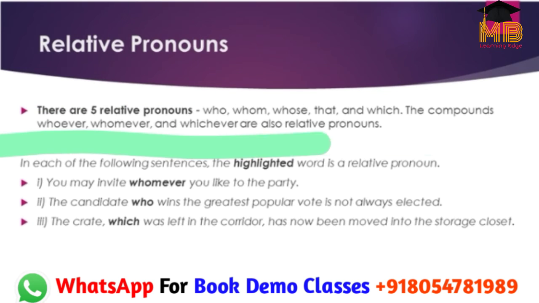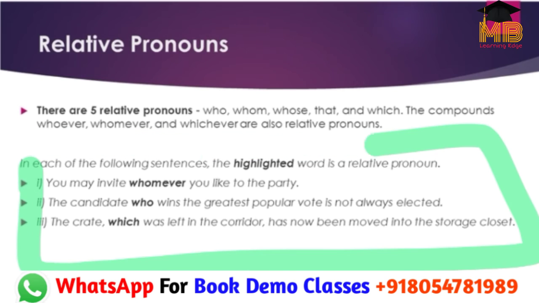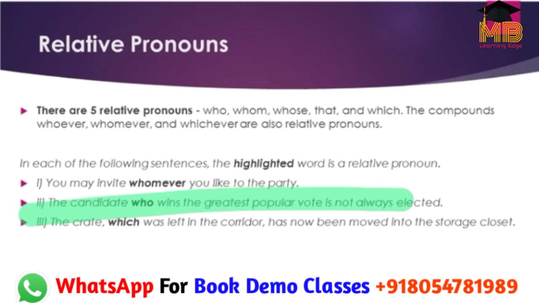Now we have 5 relative pronouns: who, whom, whose, that and which. Then there are whoever, whomever and whichever, which are also relative pronouns. Now in these sentences, you know which are the relative pronouns. You may invite whomever you like to the party, like whomever you want.